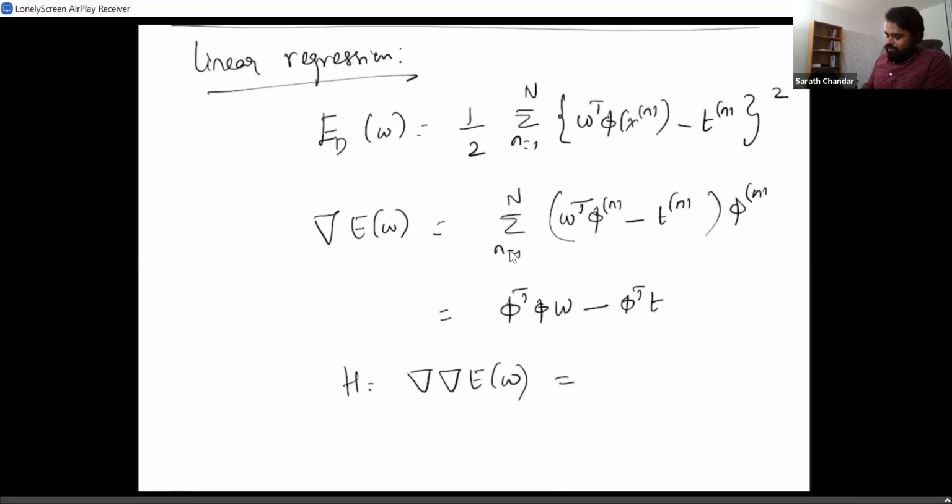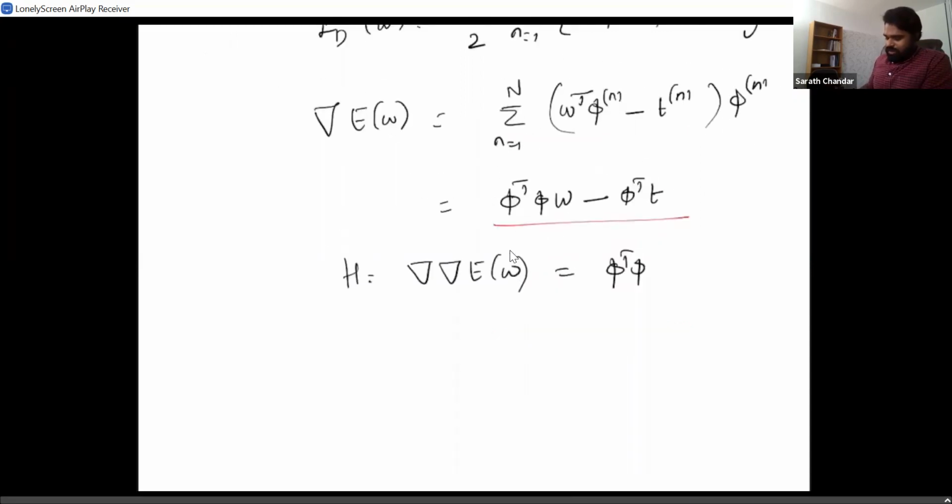Okay, so now the Hessian is given by the double derivative of the error function. So you differentiate this again, once again with W. The first term becomes phi transpose phi. The second term has no W, so it's 0, right? Okay, so now we have both the gradient and the Hessian.